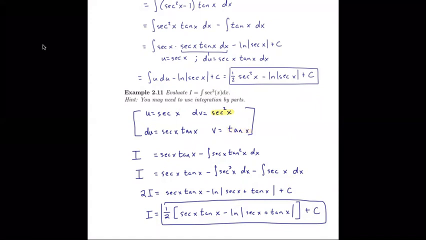Now, off to the right, u equals secant of x. Well, this is a manageable derivative. The derivative of secant x is secant x tangent x. So u du seems to work out. Now, this is all fine.